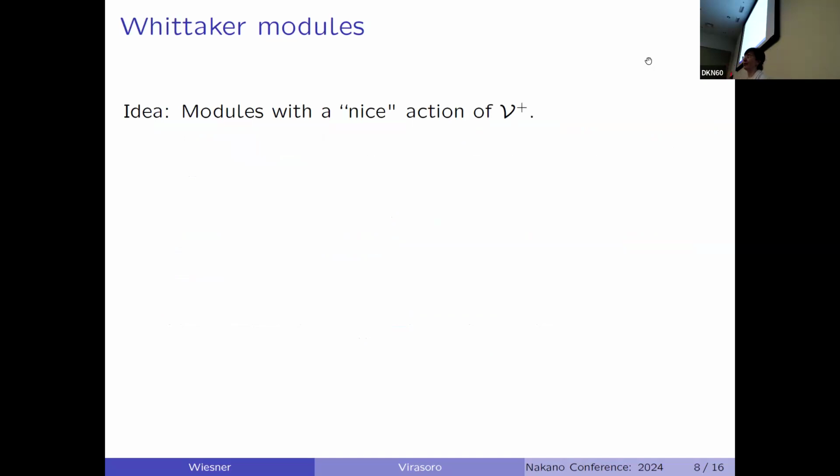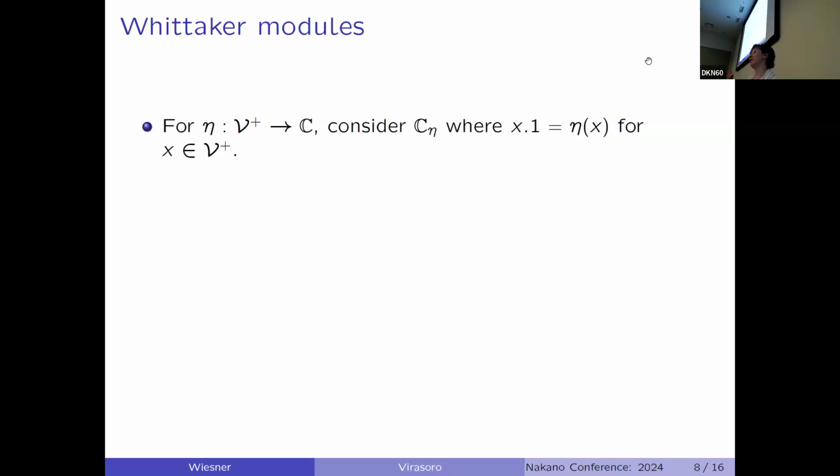So let's pick the positive part. And what might we mean by a nice action of Vir plus? As a starting point, we might want to look at things that are induced up from some simple Vir plus module. And again, you might start by looking at one-dimensional Vir plus modules. So here eta is a Lie algebra homomorphism from Vir plus into C, and then we can define a one-dimensional module for it, and then think about the modules that are generated as Vir modules by one of these one-dimensional Vir plus modules. And this idea was the original notion of a Whittaker module.